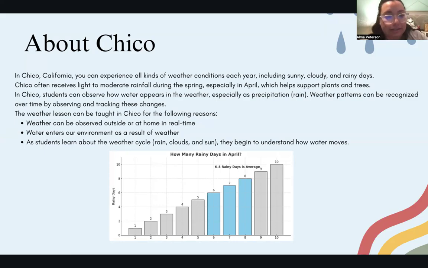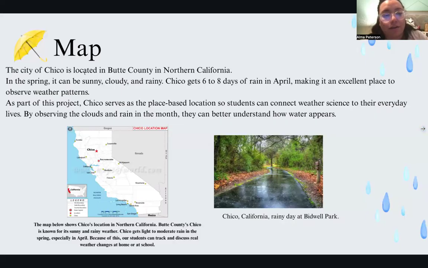Our map here is another map. In this one, we are talking about our local map for Chico, California. This map below shows the Chico location in Northern California, Butte County. Chico is known for sunny and rainy weather. Chico gets light to moderate rain in spring, especially in April. Because of this, students can track and discuss the weather changes.